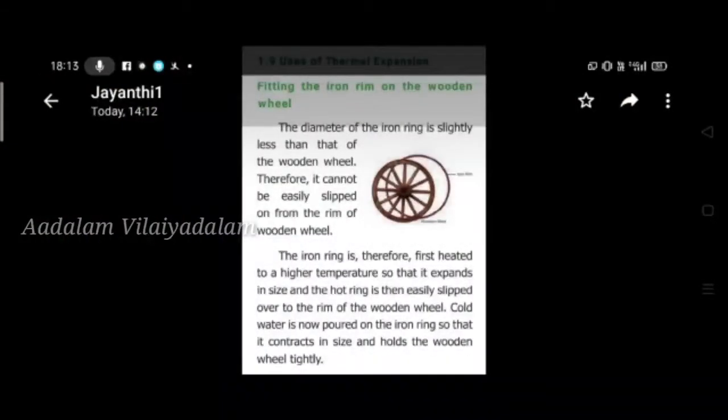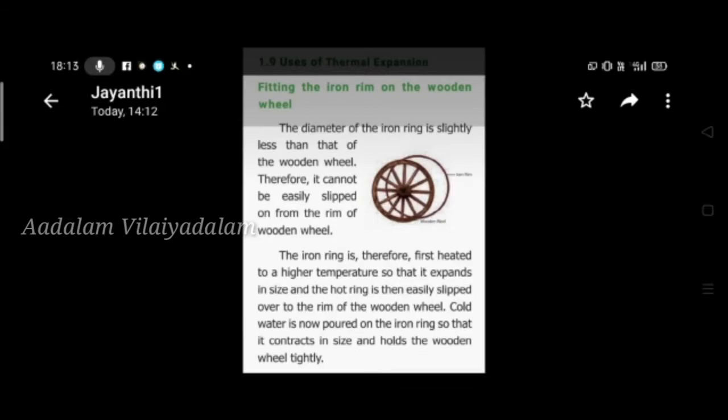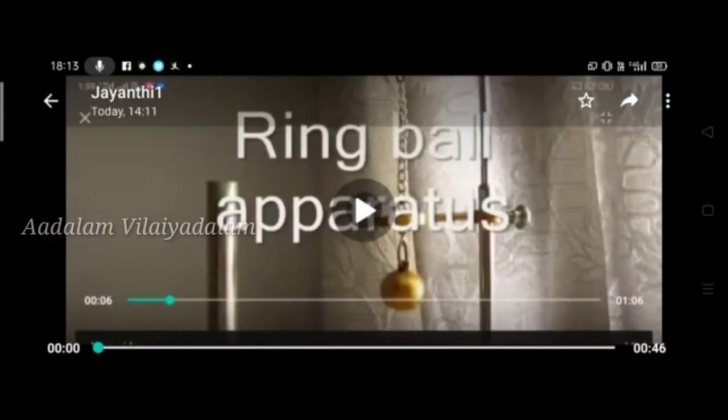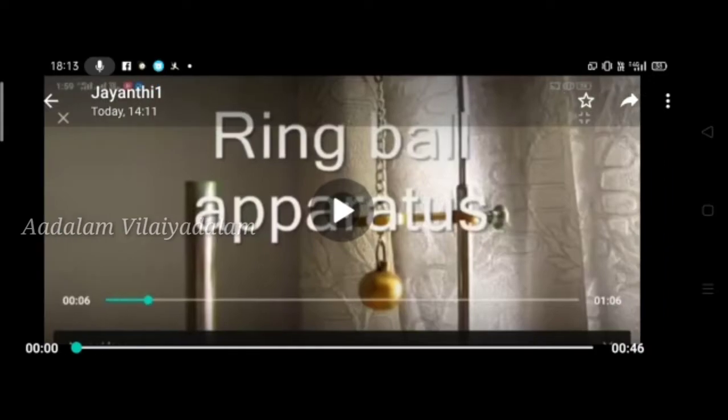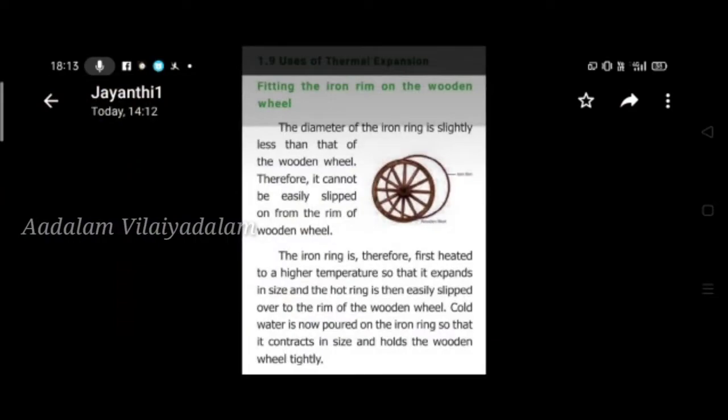So that's clear. When heating the metal thing, it expands. So this is called cubical expansion. Now we see the uses of thermal expansion. First one, fitting the iron rim on the wooden wheel.